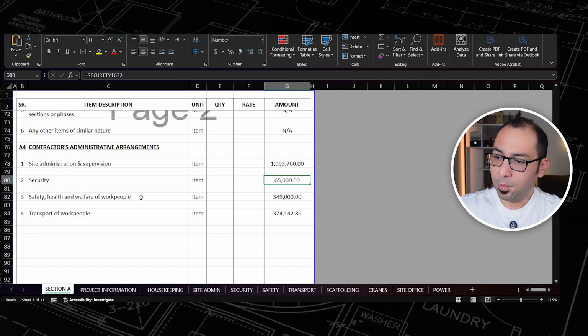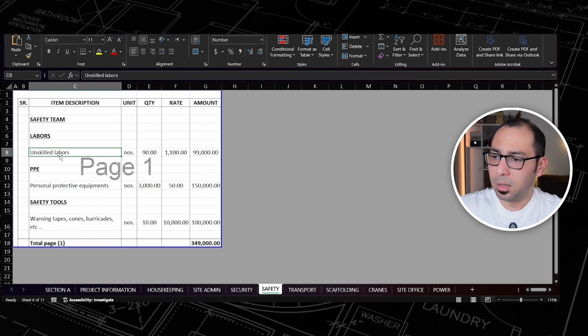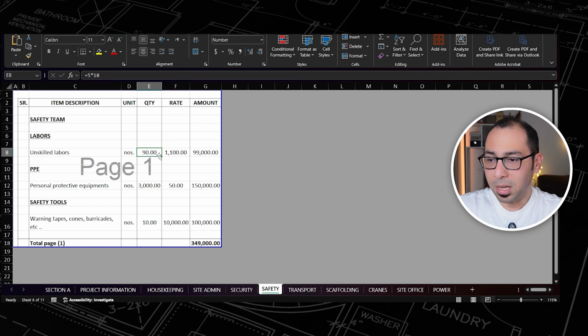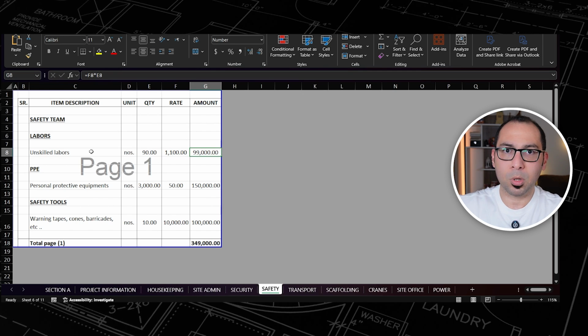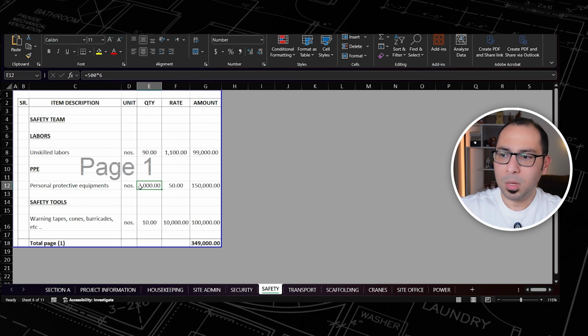Now when we go to the third point, which is safety, health and welfare of work people, I am having here 349,000, and this is basically the safety of the project. So how I am calculating this number, here I have a tab that I call safety, and for the safety I need unskilled laborers. Again, I need 5 laborers into 18 months, so I am getting 90 here, and this is the salary, so I'll pay this much in salaries to the laborers who will execute the safety works. And we need also personal protective equipments or PPE, and I am assuming here 3,000. How did I get this 3,000?